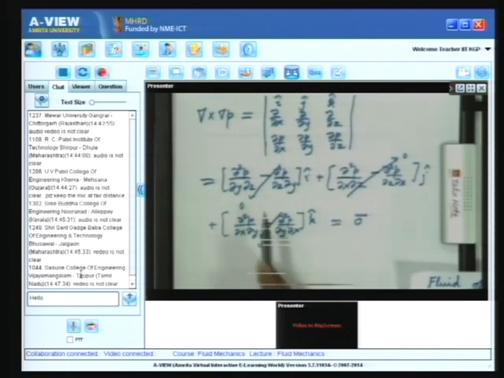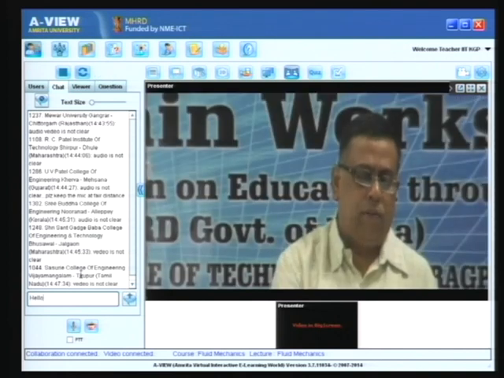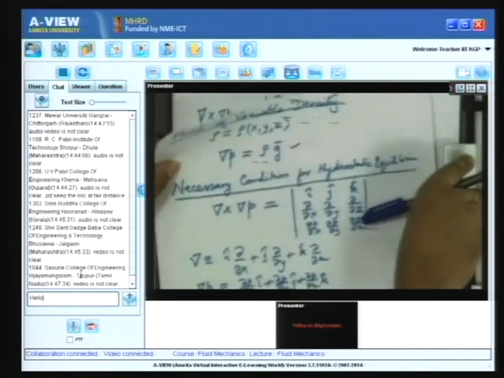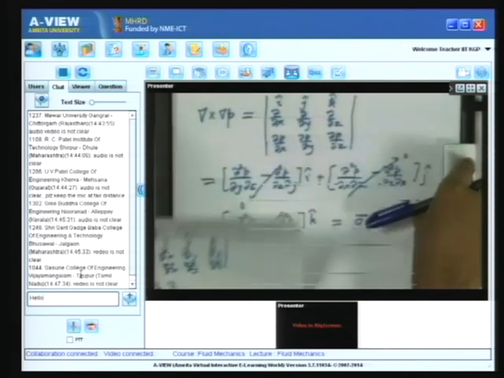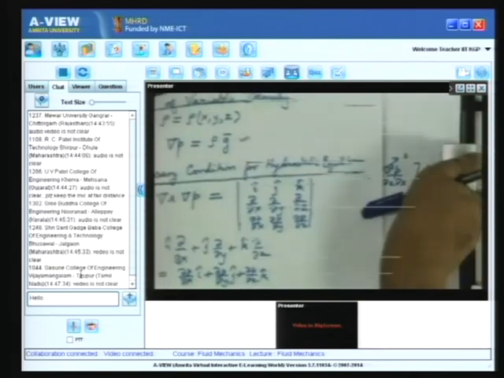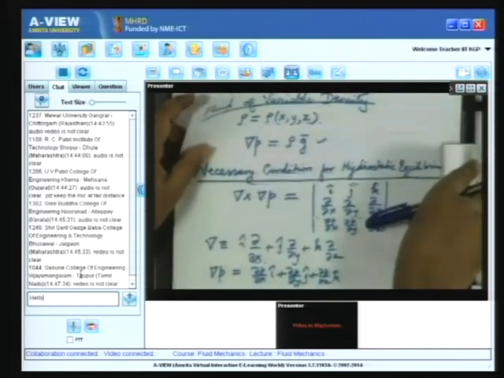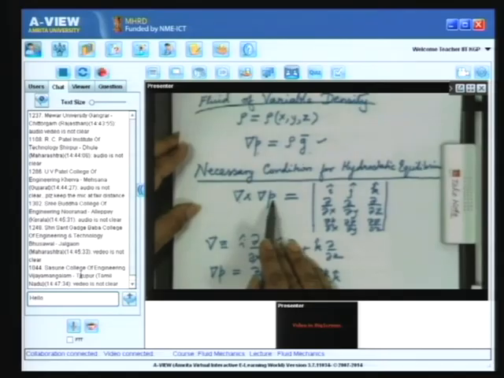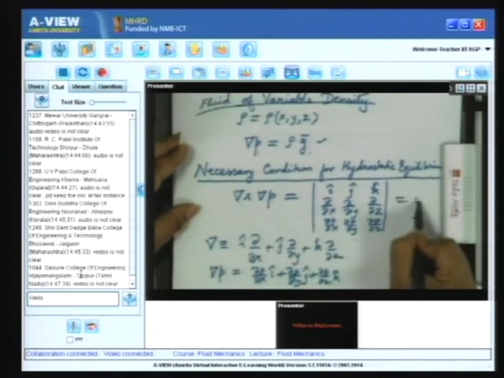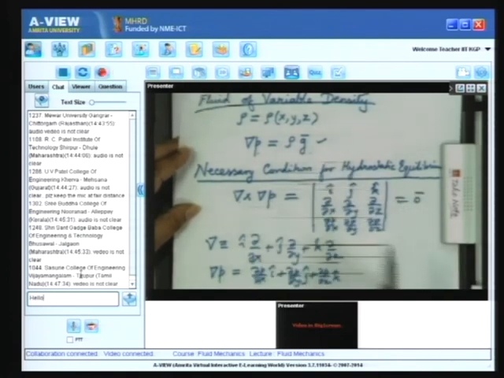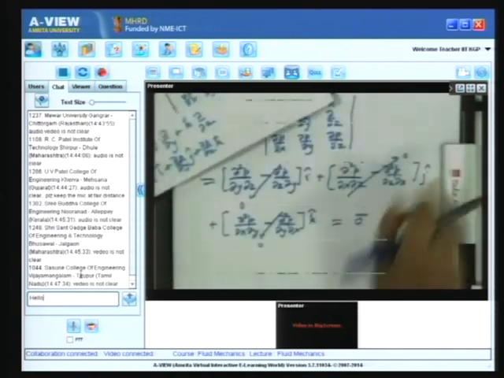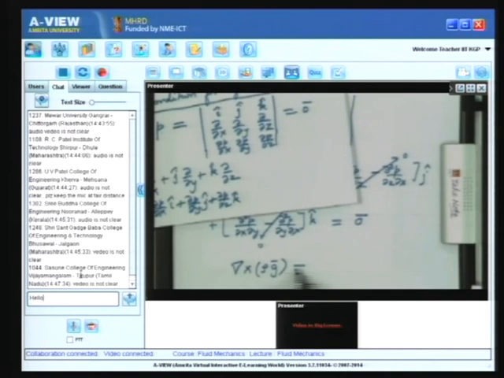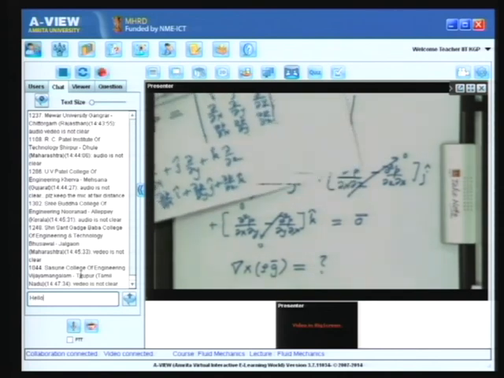Now, you will use this again when you look at potential flows, but for the time being let us go back and look at this equation, grad p equal to rho g. I have taken the curl of the left hand side and we have found that it is equal to 0. Now, if you take the curl of the right hand side, curl of rho g, this may or may not be equal to 0.